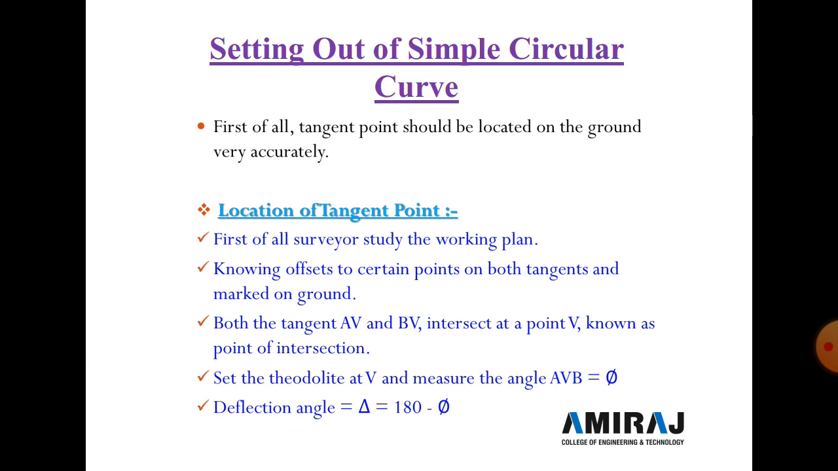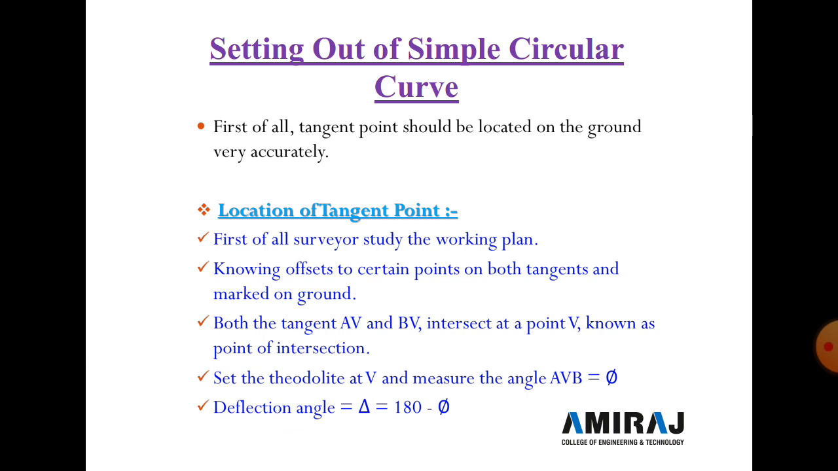Now another topic is setting out of a simple circular curve. First of all, the tangent points should be located on the ground very accurately, because in a simple circular curve, when we select any area where a curve is required, we set up the instrument at a point where all the points are easily visible. Now, location of the tangent points. First of all, the surveyor studies the work plan, then after knowing the offsets of certain points on both the tangents, marks them on the ground.